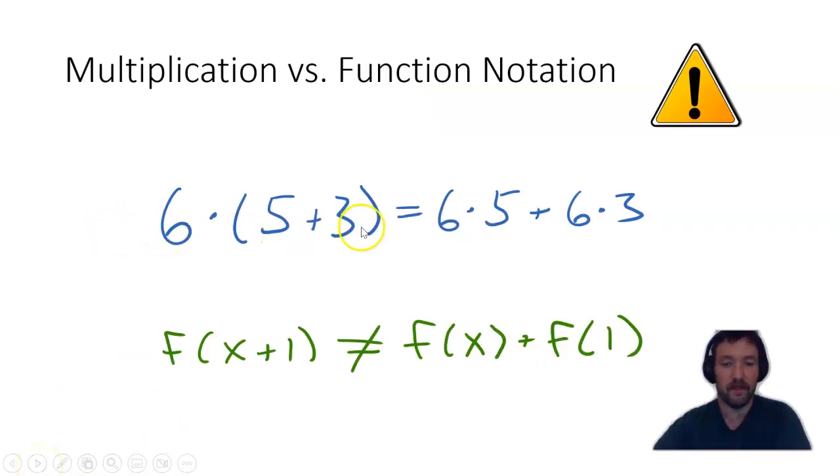So in blue, I have parentheses, but this is clearly not a function, right? Because everything is a number. I have a 6 times a parentheses 5 plus 3, and then that does equal 6 times 5 plus 6 times 3 using the distributive property, right? But clearly these parentheses are not indicating a function, right?